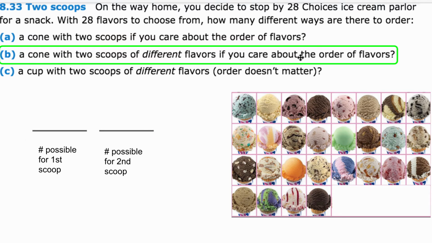Now where it gets a little bit trickier is part B. What if we care about the order of the flavors, but we have to have different flavors? We cannot have mint chocolate chip, mint chocolate chip. We have to have mint chocolate chip vanilla or mint chocolate chip chocolate. How is that going to be different if the order matters? And so remember what that is. You can use the multiplication counting principle, or you can use our permutations formula.